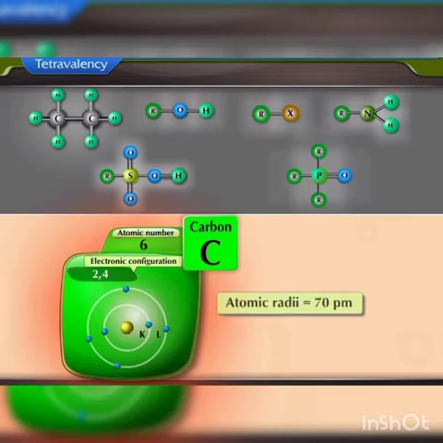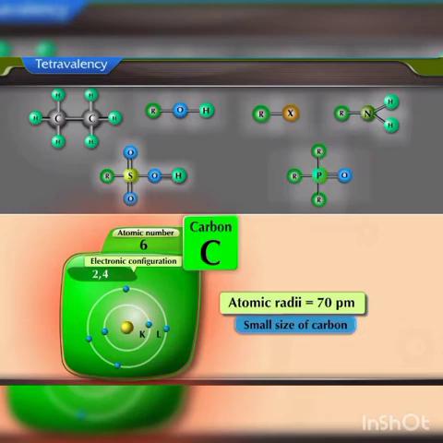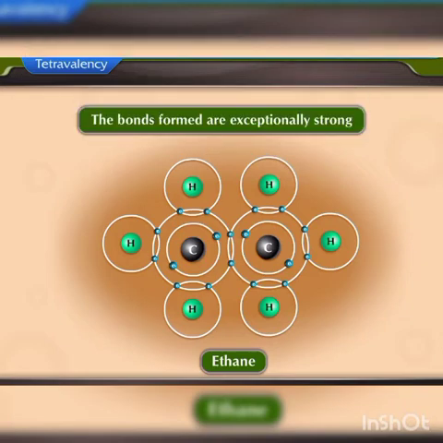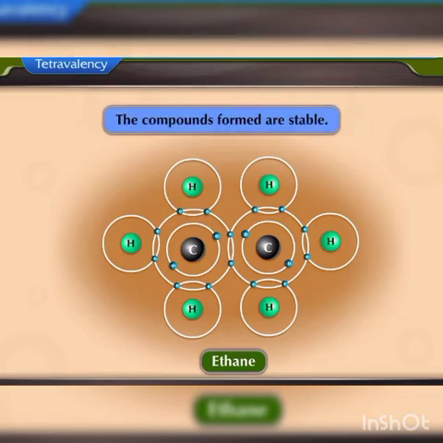The reason for the formation of a wide range of compounds is also the small size of carbon atom. Due to the small size, the nucleus can hold the shared pair of electrons more strongly. Thus, the bonds formed are exceptionally strong and the compounds formed are stable.